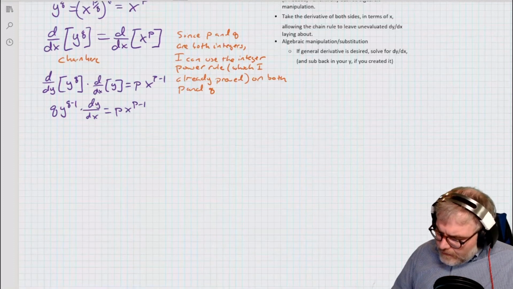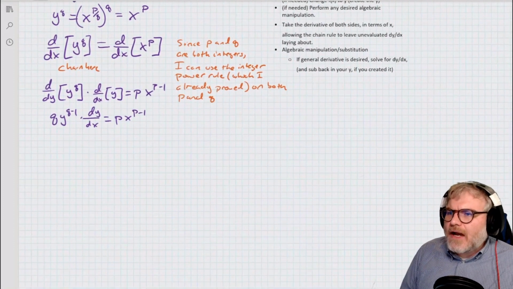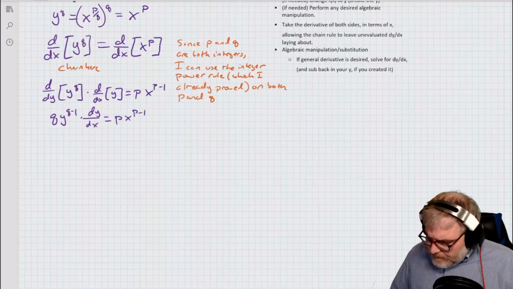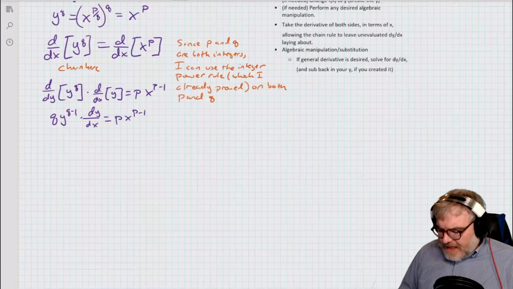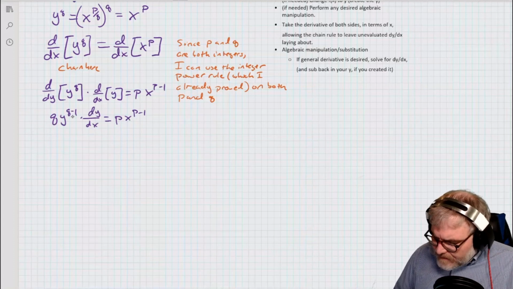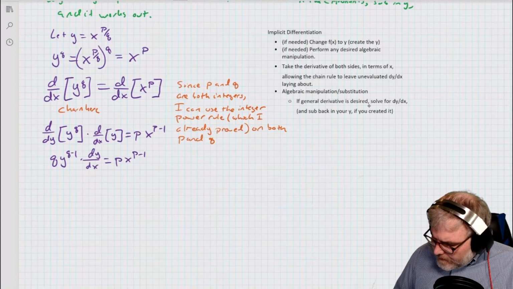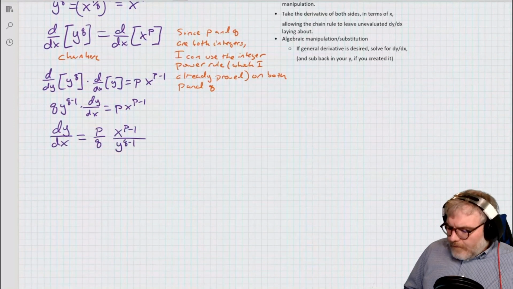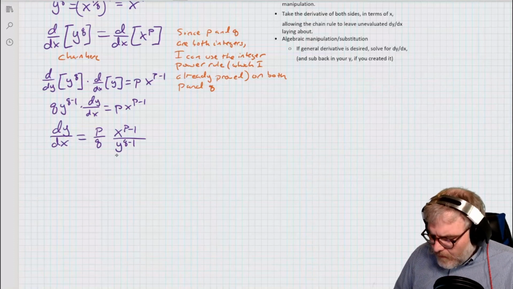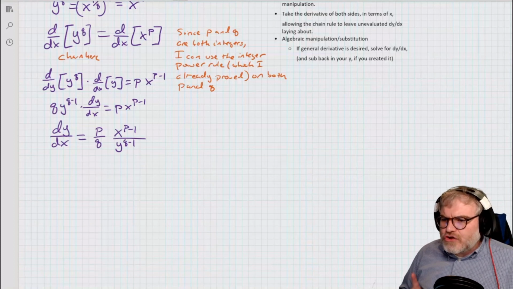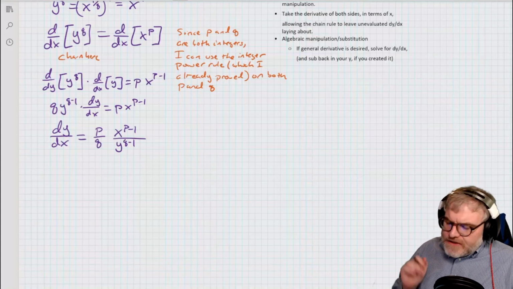Okay, so now, by using that integer power rule, I've now taken the derivative of both sides, and I have q y to the q minus 1 times dy over dx equals p x to the p minus 1. Well, I'm going to divide both sides by the left, and then sub back in for y. Okay, well, now I have x to the p minus 1 over y to the q minus 1. I'm going to move the q minus 1 to the top and split it up. And you'll see why in a moment.